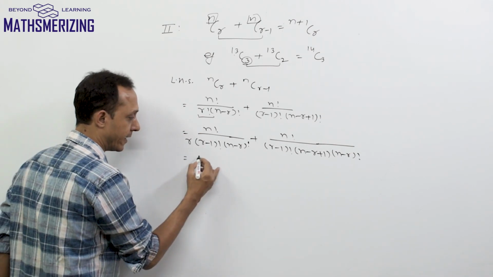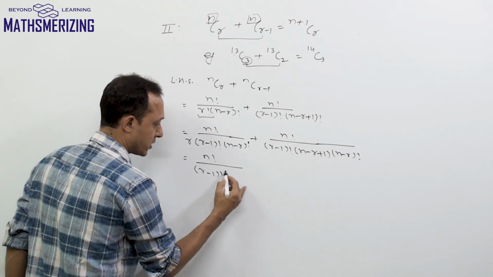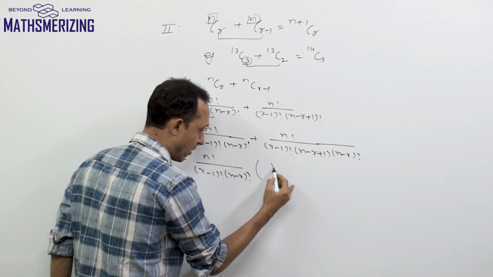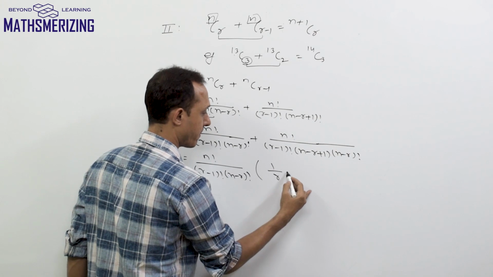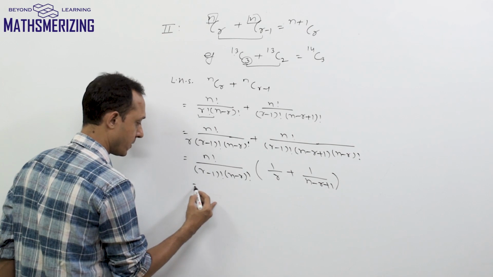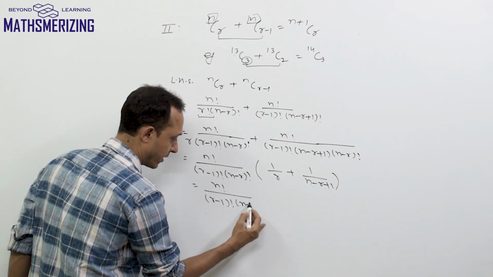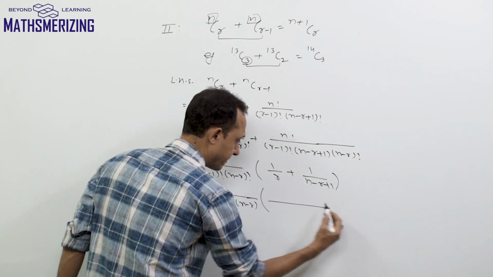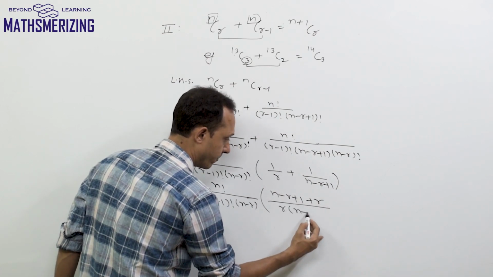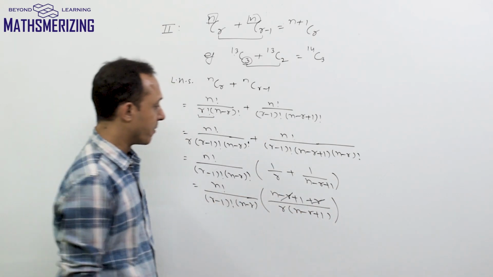So now I'll take factorial n, factorial r minus 1, and factorial n minus r common. If I take it common, I can write it as factorial n, factorial r minus 1, factorial n minus r, and now I'm left with 1 upon r plus 1 upon n minus r plus 1, which is factorial n, factorial r minus 1, factorial n minus r, and this is n minus r plus 1 plus r, over r into n minus r plus 1. So here r and r will cancel.